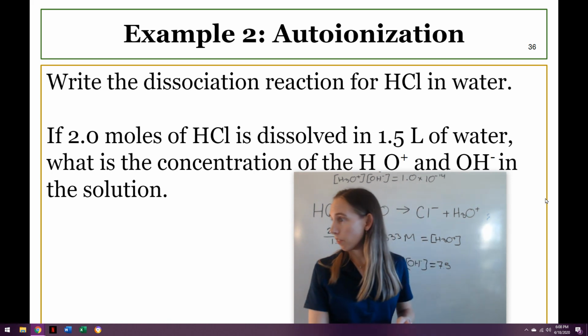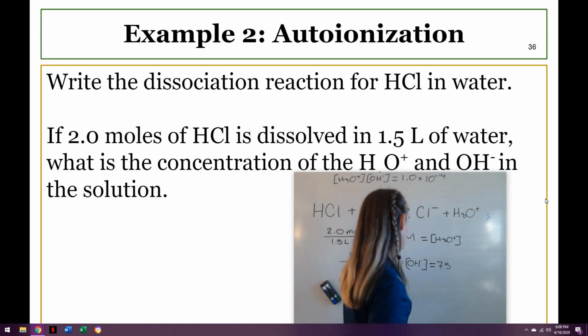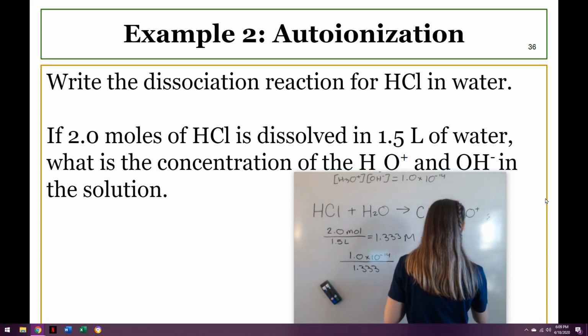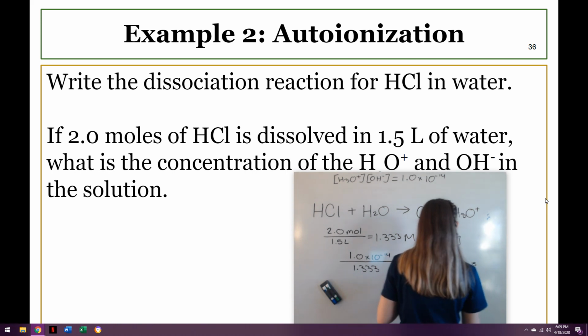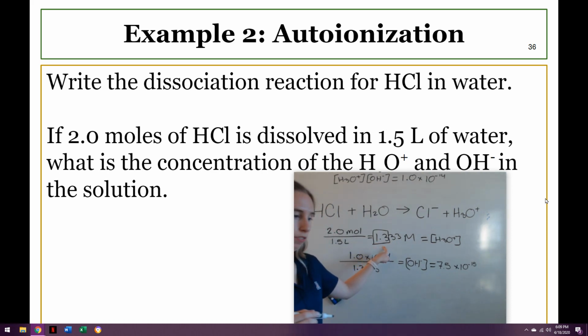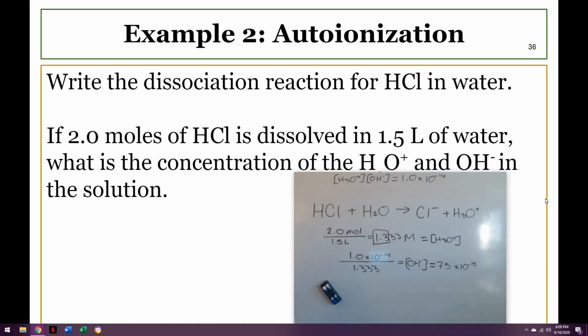Let's see, how many sig figs do we need? 1, 2, it looks like. 7.5 times 10 to the negative 15. And there's your hydroxide concentration. This technically should be rounded to just 2 significant figures, 1.3. All right, so there's that problem. Moving on.